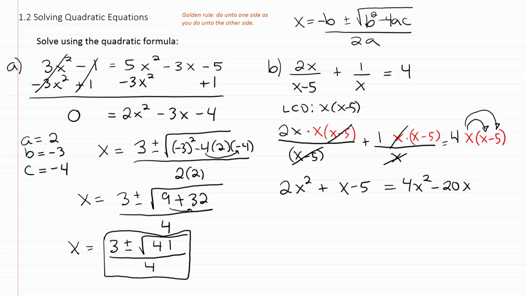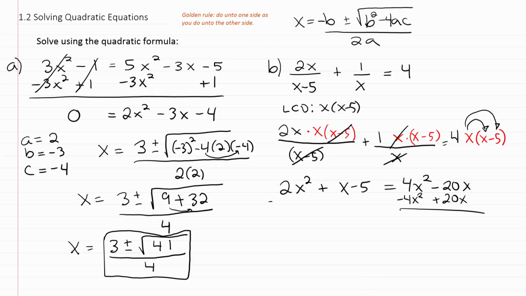All right, from here we do have something that looks like it's quadratic in nature. Let's just move everything to one side of the equation. So in order to do that, we can basically say, well, let's bring the 4x squared over to the left. So we'll do minus 4x squared, and we'll add 20x to both sides of the equation.